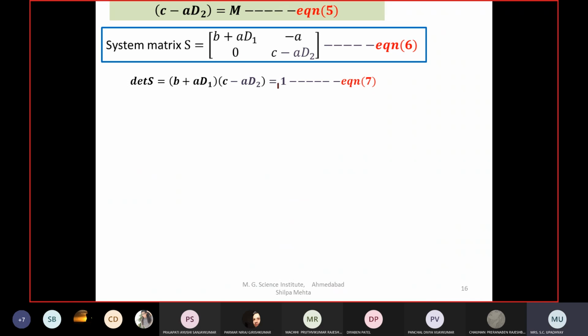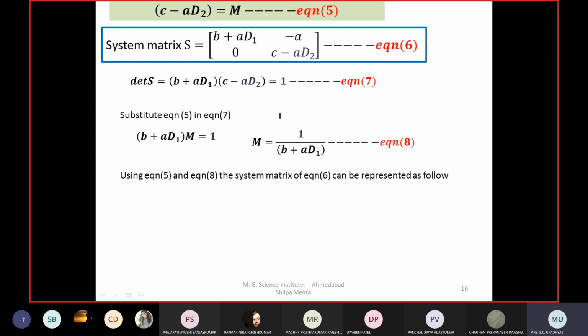Now we already know that c minus ad2 is equal to magnification m. So we can substitute here m, and therefore substituting equation 5 in equation 7, b plus ad1 into m is equal to 1. So magnification can also be represented in another form. This was in the form of image distance, but now magnification m equal to 1 upon b plus ad1. If we know object distance, if we know a and b, we can find out the magnification. So all these equations are very, very important. We will use them in the next lecture on magnification equations.